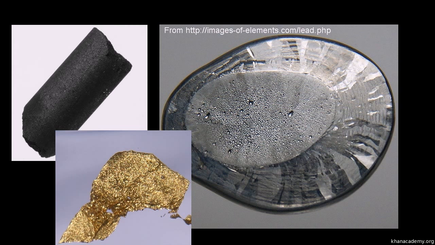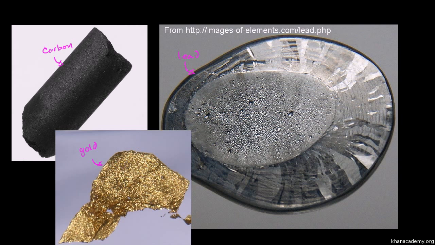And here are pictures of some of these substances. This right here is carbon, and this is in its graphite form. This right here is lead. This right here is gold. And all of the ones that I've shown pictures of here, and I got them all from this website right over there, are in their solid form.